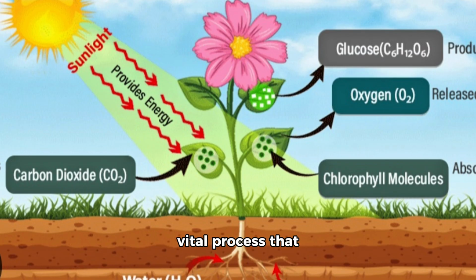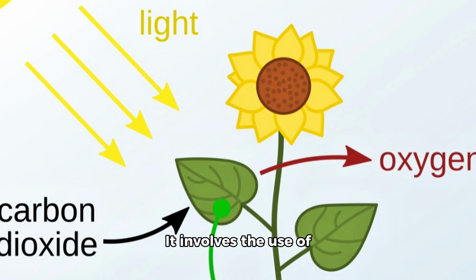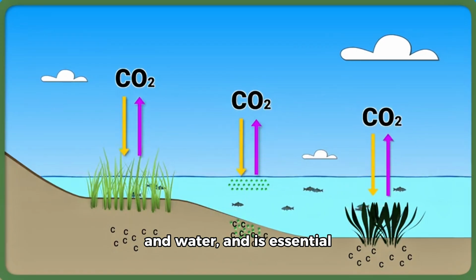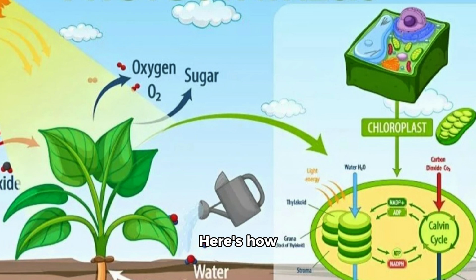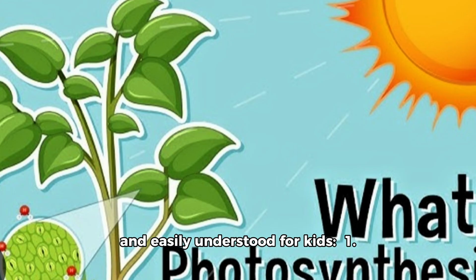Photosynthesis is a vital process that plants use to produce their own food and oxygen. It involves the use of sunlight, carbon dioxide, and water, and is essential for life on Earth. Here's how photosynthesis functions, simplified and easily understood for kids.